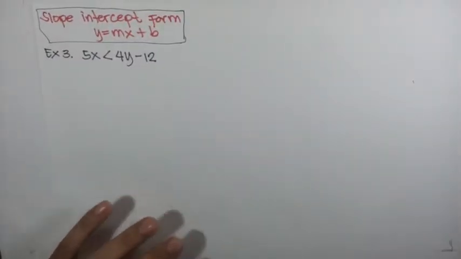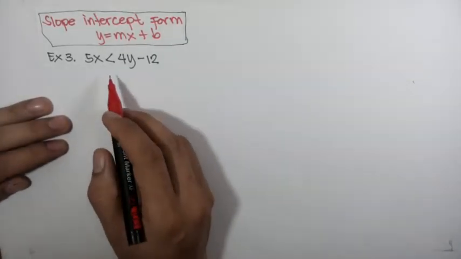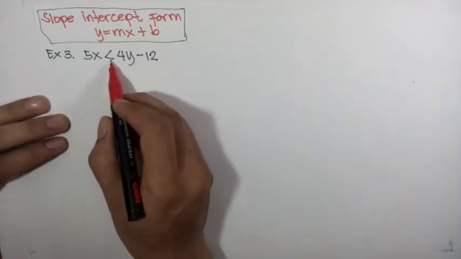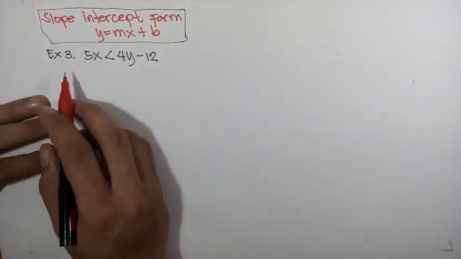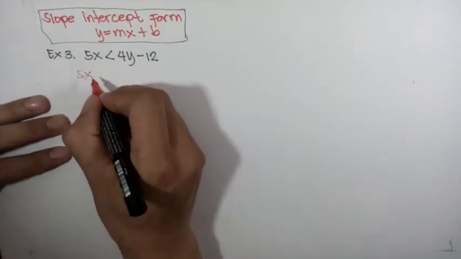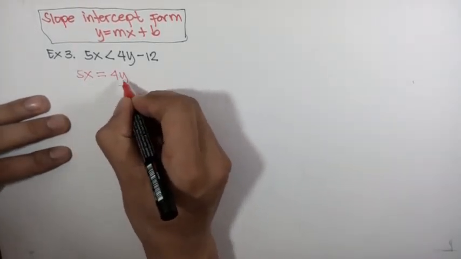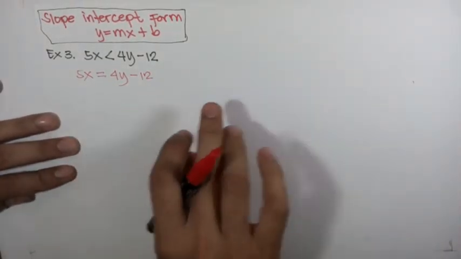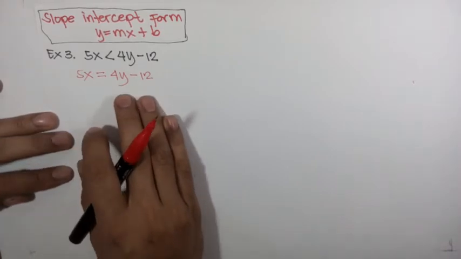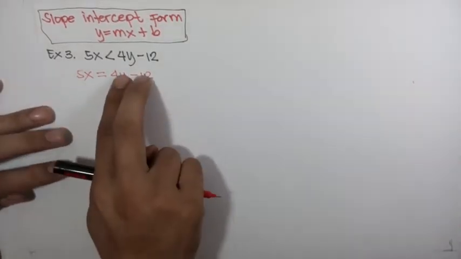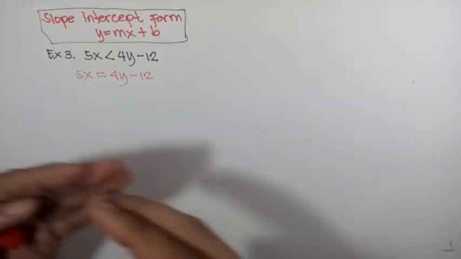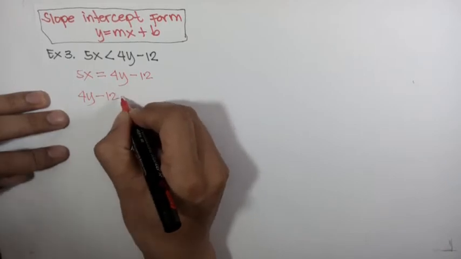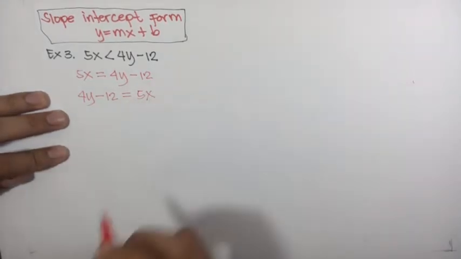Just the same. First thing that we are going to do, dealing with the inequality, is change the inequality to an equal symbol before changing it into slope-intercept form. So you have 5x equals 4y minus 12. As you can see, 4y is on the right part. So what we are going to do is interchange the two sides. So you have 4y minus 12 equals 5x.